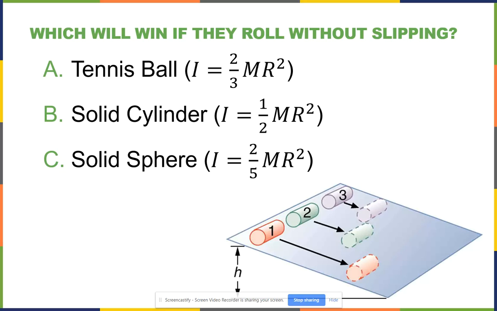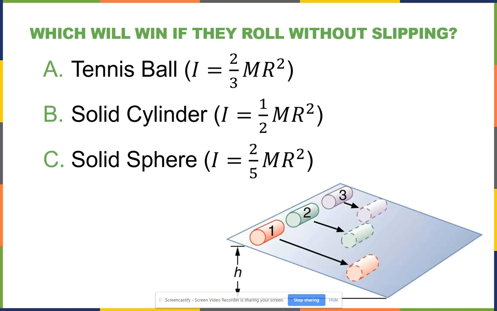Solid cylinders. Okay, I have a couple of solid cylinders. It's a solid sphere. Okay, let's run it and see. The solid sphere and the cylinder were pretty close, and the tennis ball lagged behind. Now, I think the air resistance has something to do with this, also the way I started. In my practice, this one won every time, and it shouldn't have.